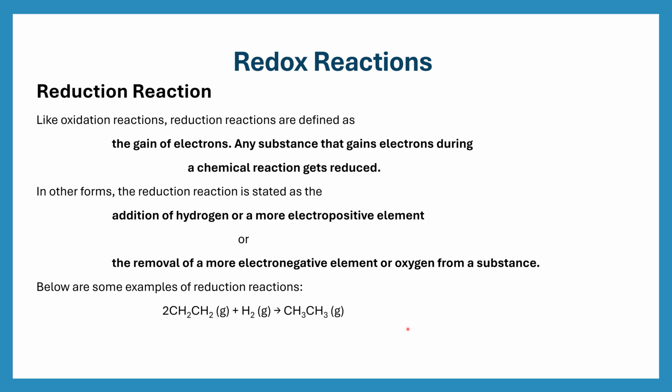First one, we can see that we are adding hydrogen across the double bond. Here, ethene is getting hydrogenated to become ethane. When hydrogen is being added to the double bond or to the carbon atoms, it means that it is getting reduced.